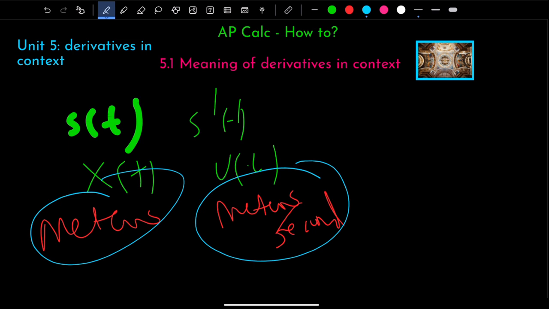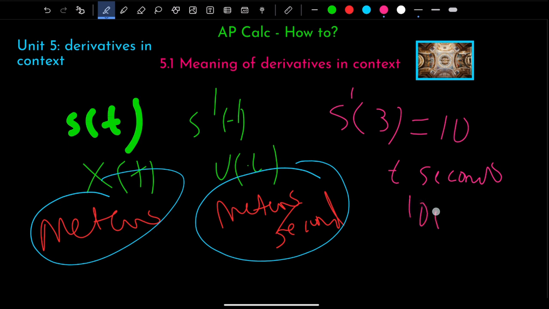So how do we interpret this? If s prime of 3 equals 10, then at t equals 3 seconds, the object is moving forward at 10 meters per second. Exactly.